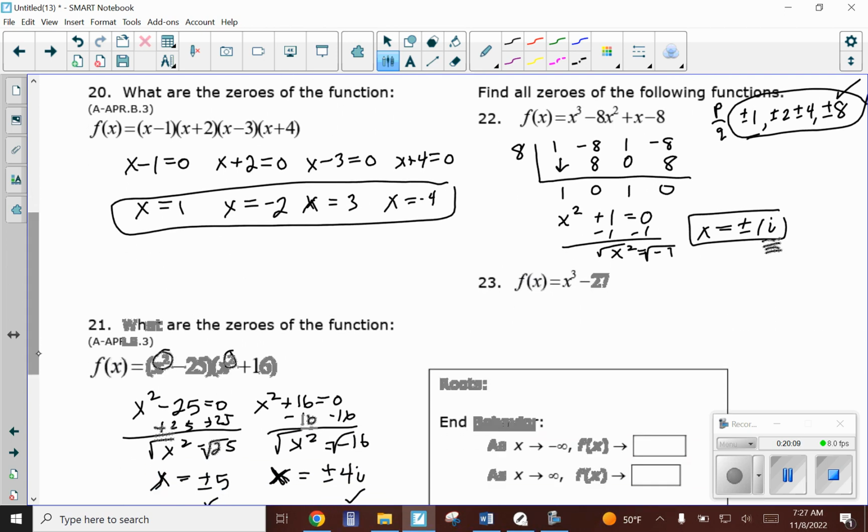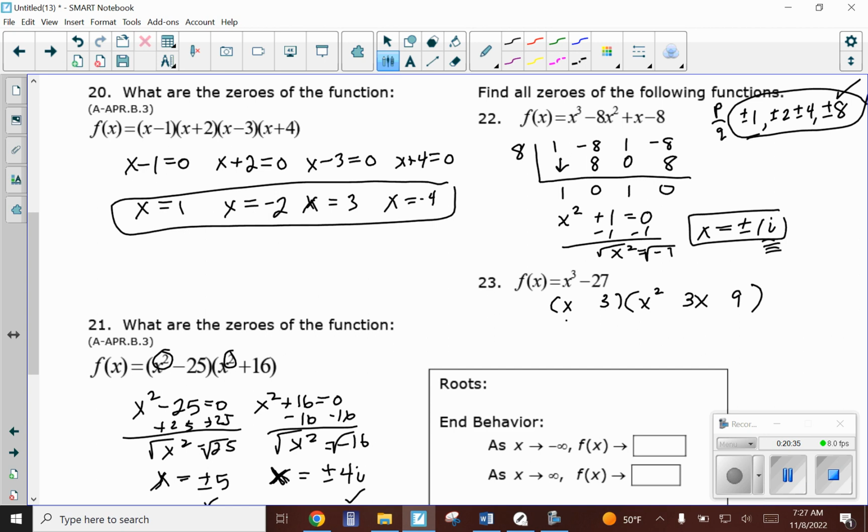Okay, the next one says find the zeros of the following functions. So this one right here is a cubic, a difference of cubes. So we're going to have to cube root each term. So if I take the cube root of x to the third, that's going to give me x. If I take the cube root of 27, that's 3. And then we're going to do x squared, multiply those together, so 3x, and then 9.